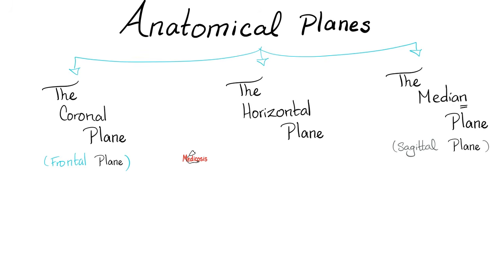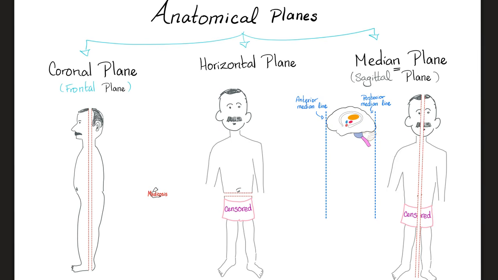There are many planes in anatomy. There is the coronal plane, also known as the frontal plane. There is the horizontal plane, and there is the median, with an N, not with an L, plane, otherwise known as the sagittal plane. Frontal plane is like this. This is the frontal plane. This will divide you into an anterior half in front and a posterior half behind.